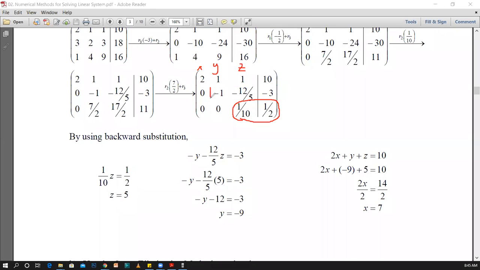Then I am going to the second row. In the second row, I now have minus 1 times y minus 12 over 5 with z. Now we have already identified the value for z.